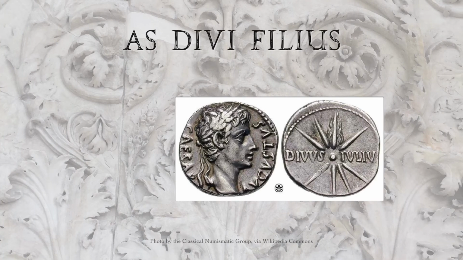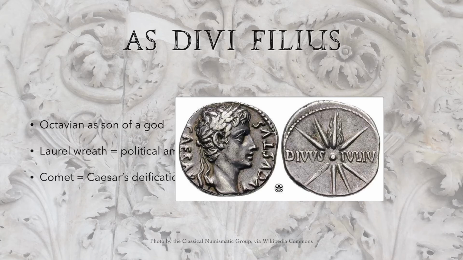Another one we have here is Augustus as Divi Filius, or son of a god, and this is back when he was still Octavian, so showing he was a son of a god. On the one side, on the left, we've got him wearing a laurel wreath, which demonstrates his political ambitions. And on the other side, we've got a comet, which refers to Julius Caesar's deification, so it's showing that link between them.